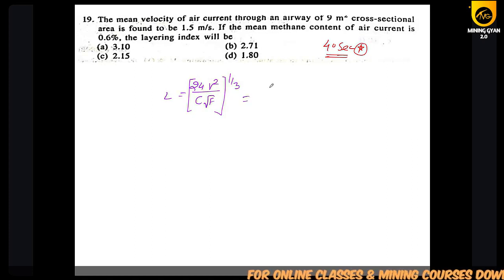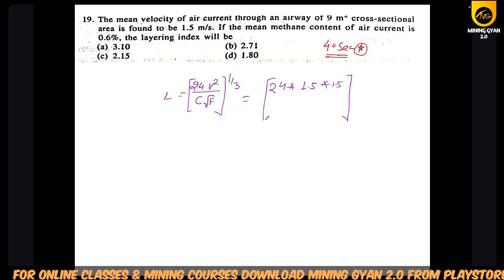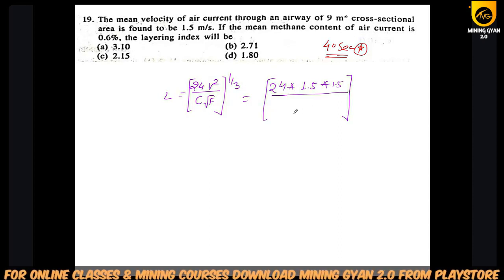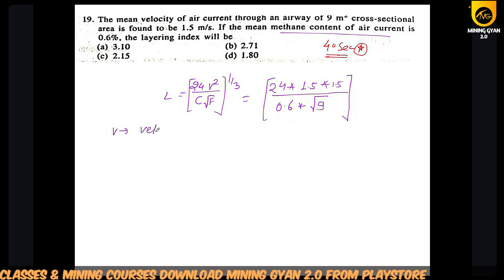So now you have 24. What is v? V is 1.5, and square, that means 1.5 squared, divided by, what is C? C is the methane content of the air. So C is 0.6. And what is F? F is the cross section, which is 9. So V, I take velocity.